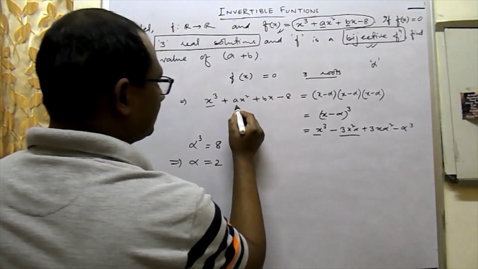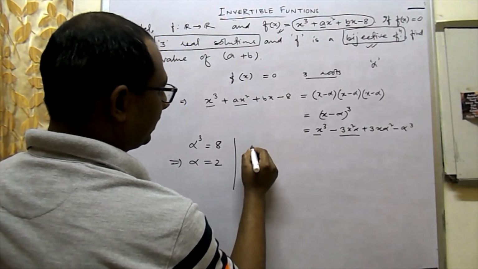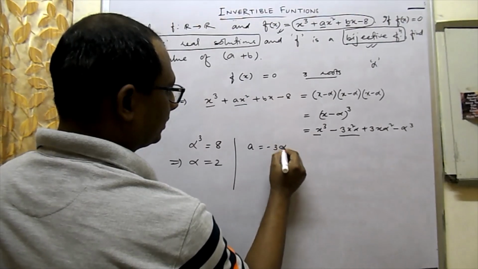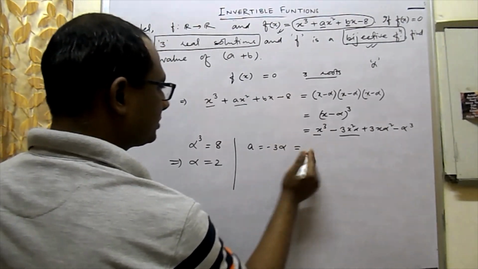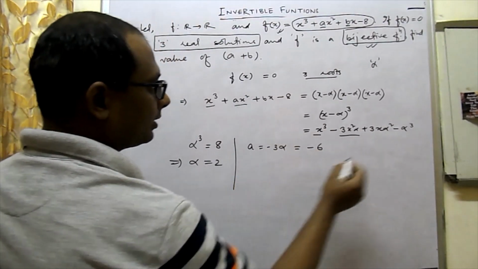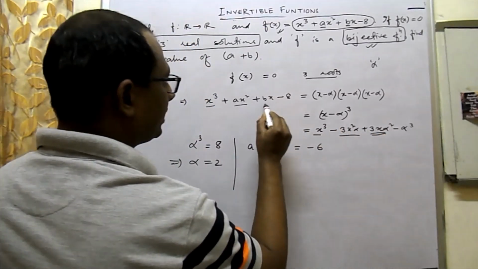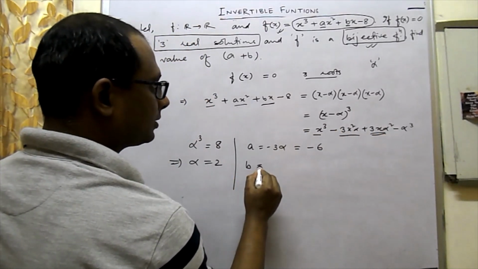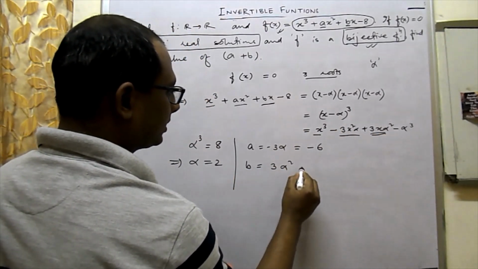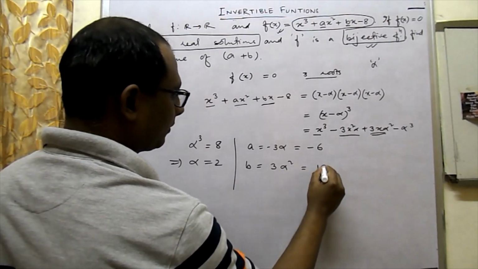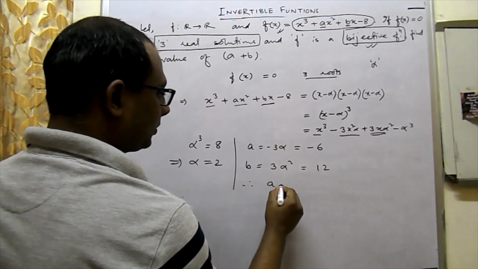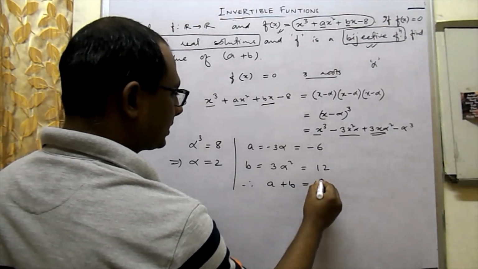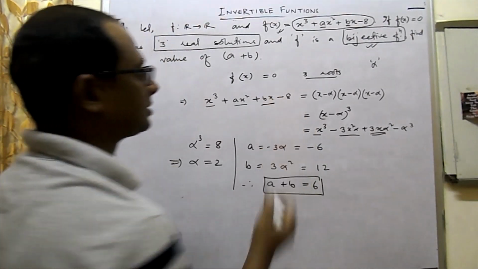Equating the coefficients of x square, we'll be getting a equal to minus 3 alpha, that is, a will be equal to minus 6. And equating the coefficient of x, we'll be getting b equal to 3 alpha square, that is 3 into 4, 12. Therefore a plus b will be equal to 6. So this will be the required answer.